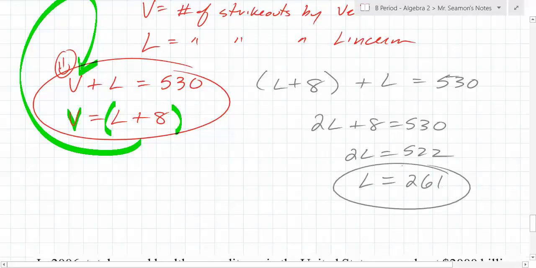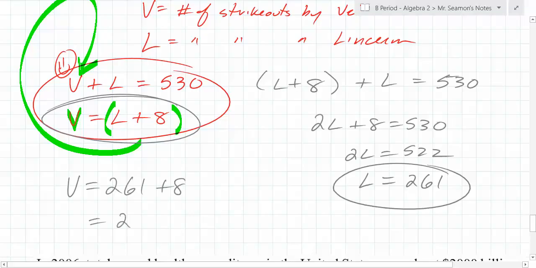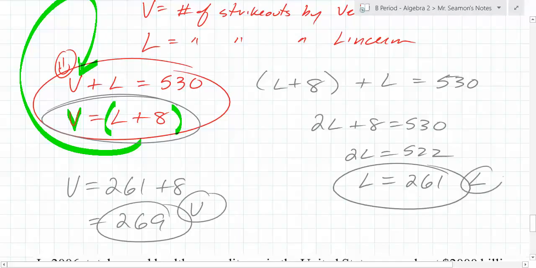261. Are we done? No, because now we have the number of strikeouts for Lincecum. We need the number of strikeouts for Verlander. We know that V is equal to L plus 8, so what do we do, Robert? That's all we do. 261 plus 8, which is going to be 269. So that's our V value right there, and that's our L value right there.